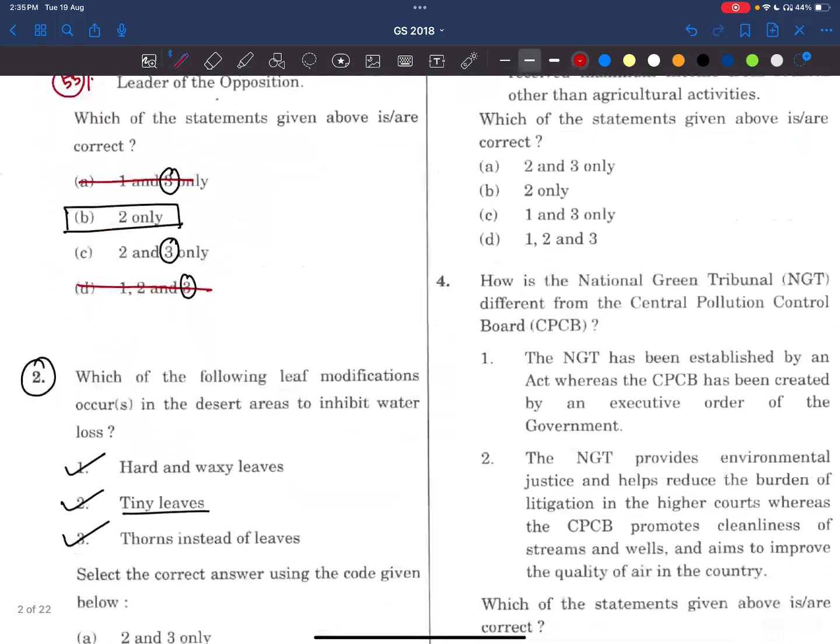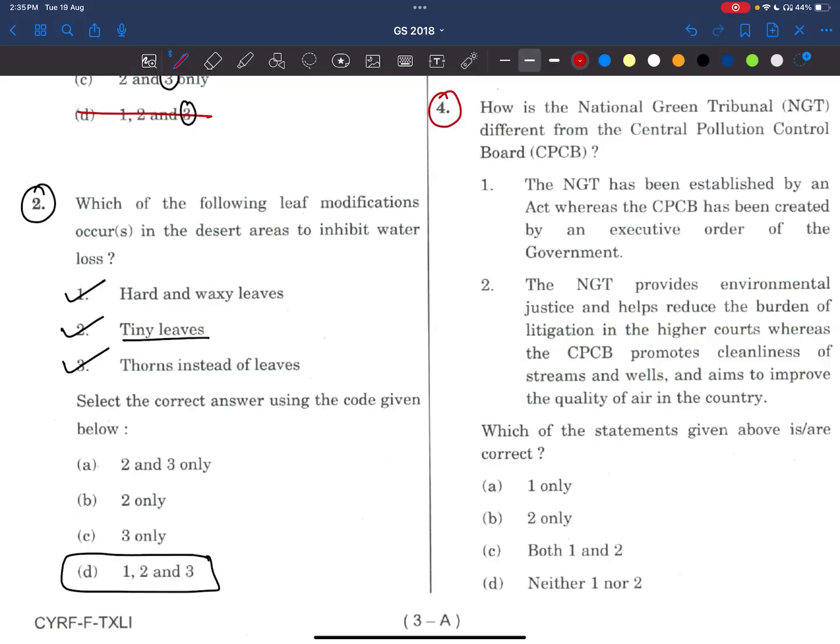Okay. Now coming to the fourth question: how is National Green Tribunal different from Central Pollution Control Board? NGT has been established by an act, whereas CPCB has been created by an executive order of the government. No, it is not an executive order. See here, we have a separate NGT Act. The same way CPCB is established under the Water Act, Water Act 1974. So the first statement is wrong.